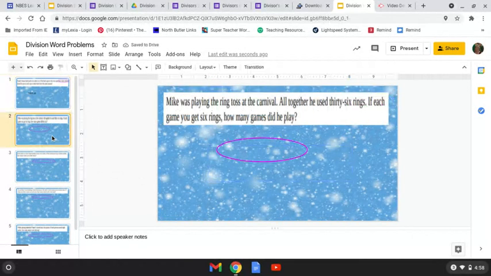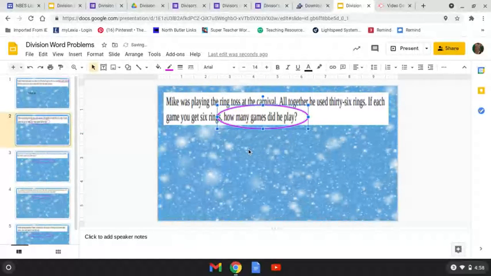Okay, let's look at another one. Mike was playing the ring toss at the carnival. Altogether, he used 36 rings. Altogether, that tells us that's that big number we're going to start out with, 36. If each, there's that keyword each, if each game you get 6 rings, how many games did he play? First of all, think, what are we trying to find here? We're trying to figure out how many games did he play, okay?